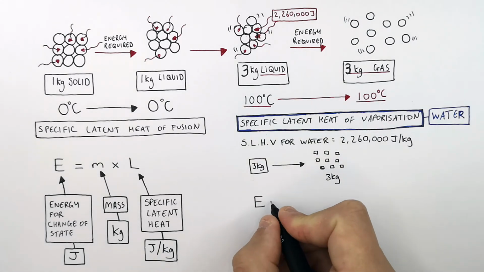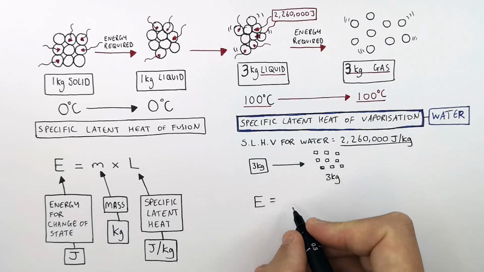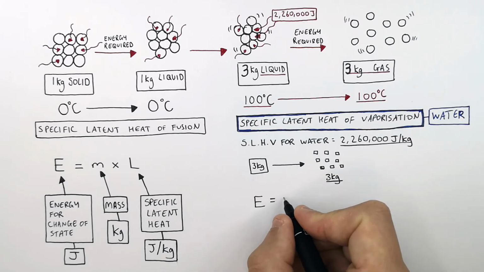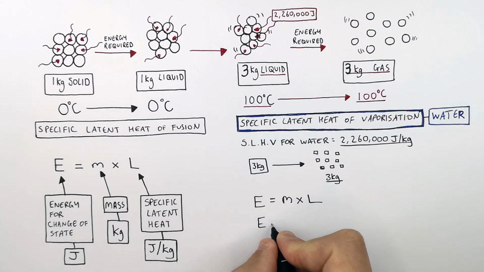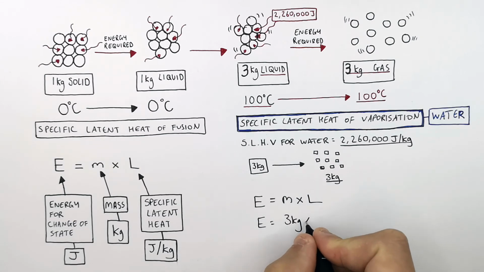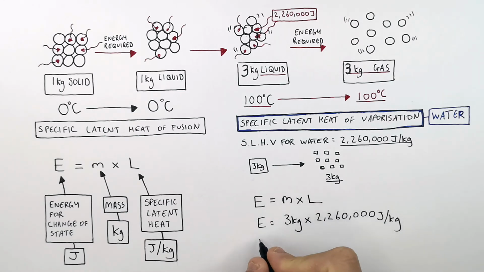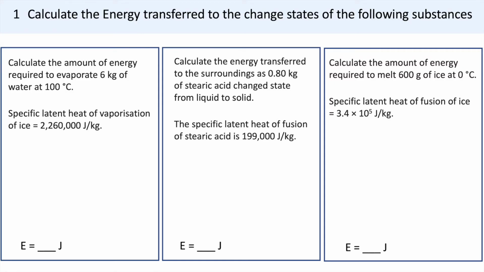Two bits of information that we've got is the specific latent heat of vaporization for water, and the mass of the water. So you recall the equation E equals m times L, trying to work out the energy required to change state. So that is E equals 3 kilograms times 2,260,000 joules per kilogram. That gives you the energy required, E. So E equals 6,780,000 joules of energy.